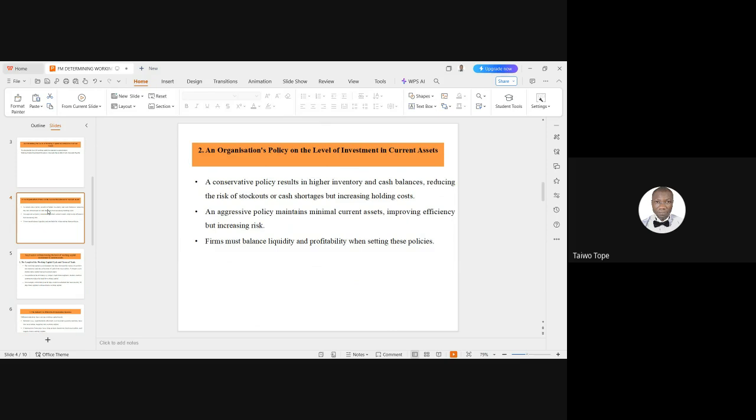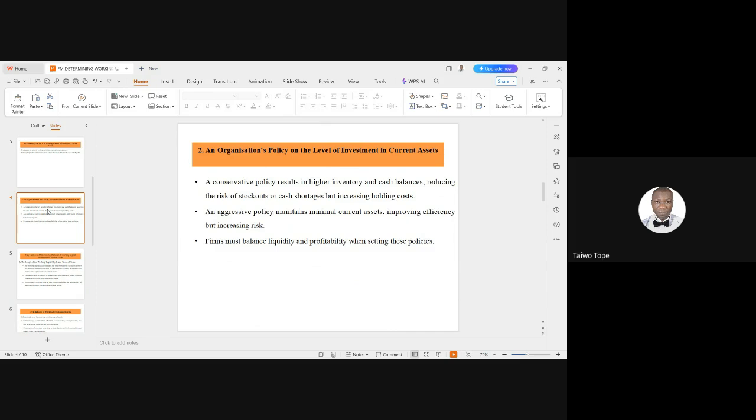Now, the point is this: the optimal policy depends on the firm's risk appetite. Now, if the firm is a risk lover, their approach will be different. So, industry characteristics and access to financing are a function of the balancing effect between liquidity and profitability. So striking the right balance ensures that business stays solvent without sacrificing returns.